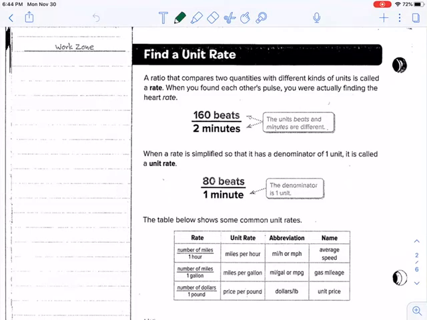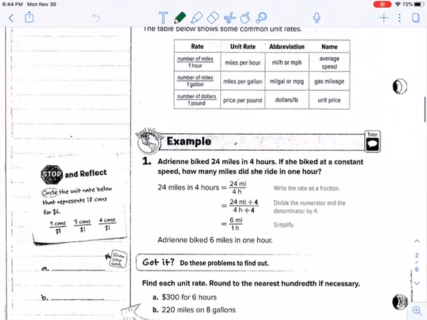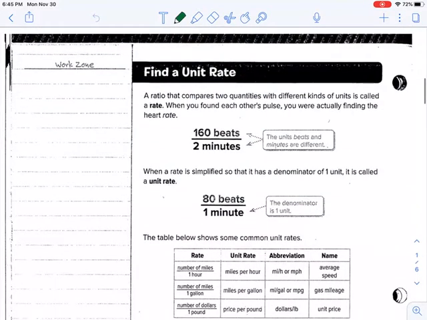All right, we are starting chapter 1 in your volume 1 book. I am on page 10. And we're going to talk about finding unit rates. So a ratio that compares two quantities with different kinds of units is called a rate.